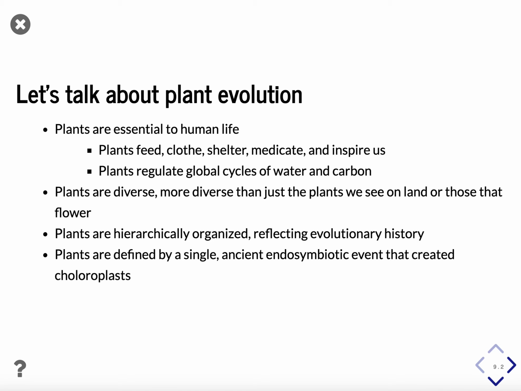Plants are diverse. They're even more diverse, as you'll see in a second, than just the plants we see on the land or even those that flower. And they're hierarchically organized, and this reflects their evolutionary history. And plants are defined by a single group, and this is defined by a single ancient endosymbiotic event that created chloroplasts when a eukaryotic cell engulfed a cyanobacteria.